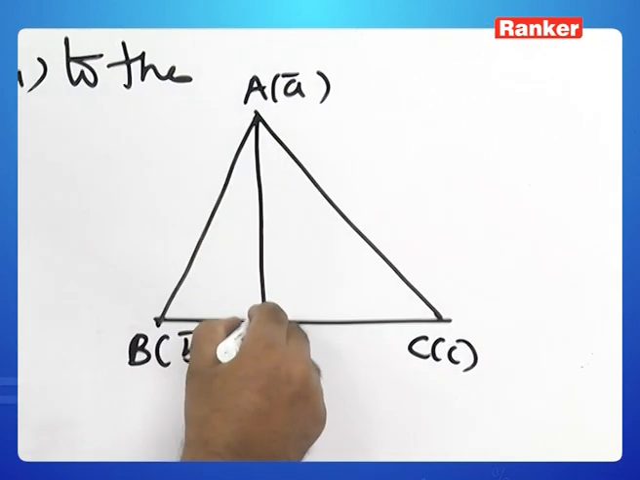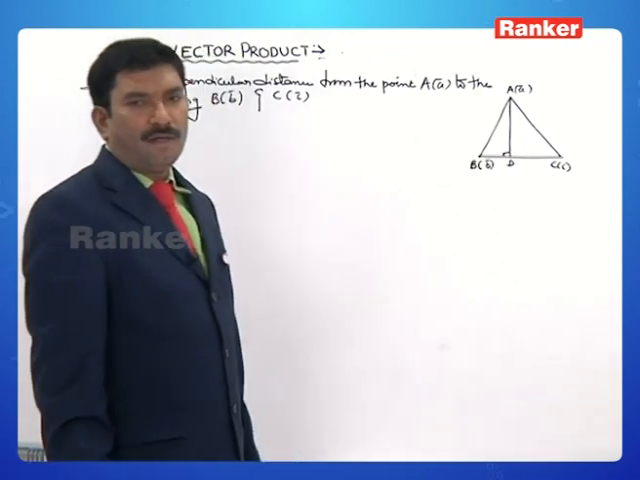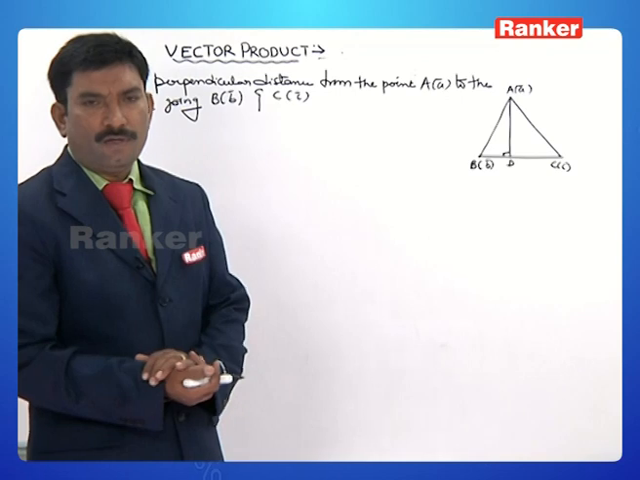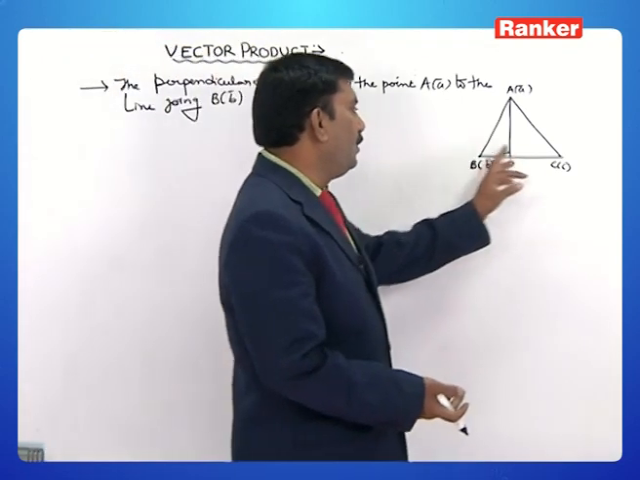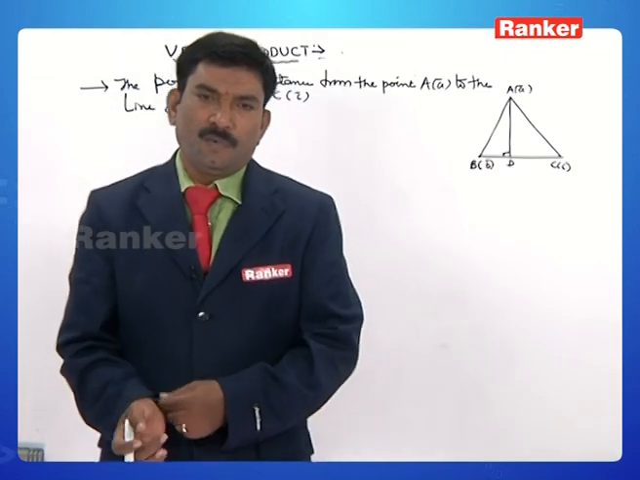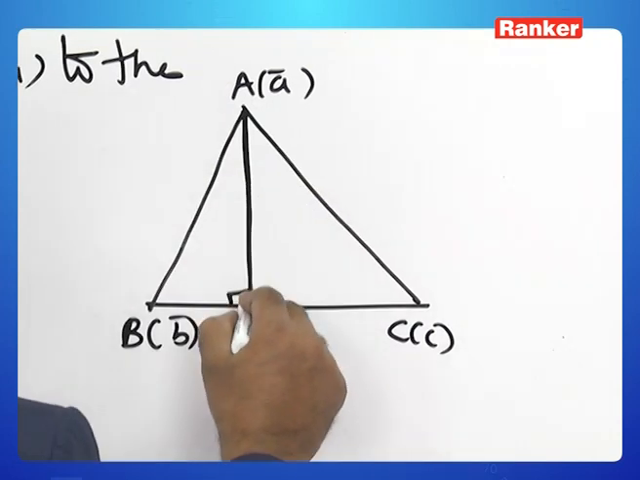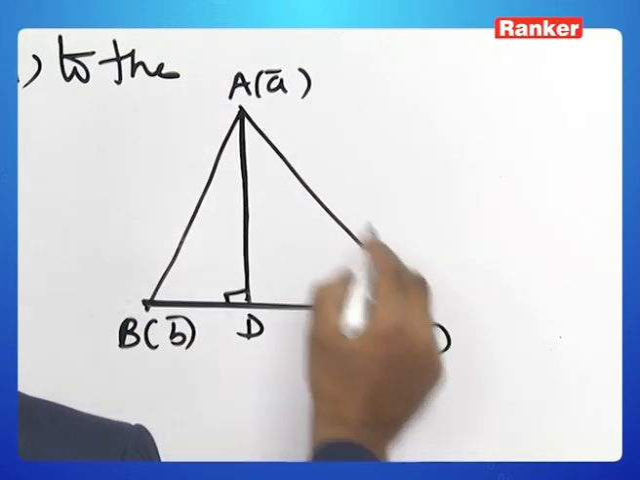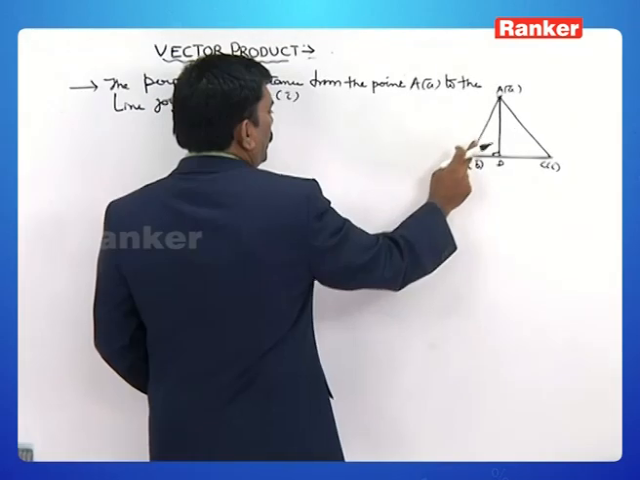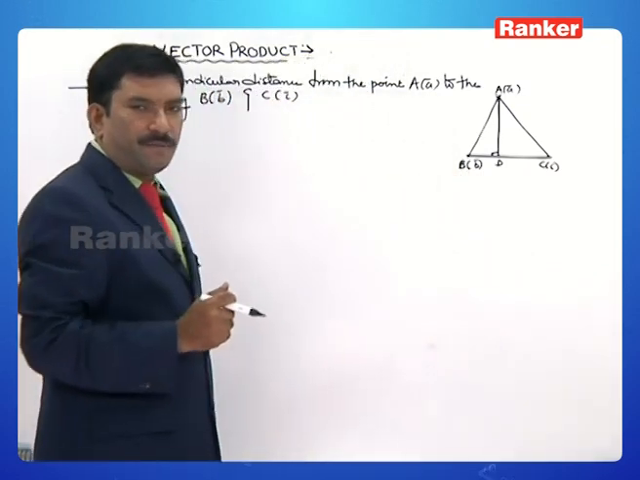Now this AD is nothing but a what? Height or altitude, we call it. If you join all the 3 points, it forms a triangle. So therefore, this AD is the altitude or a what? Height. So I want to find out the perpendicular distance from this point A of A bar to the line through B of B bar and C of C bar.